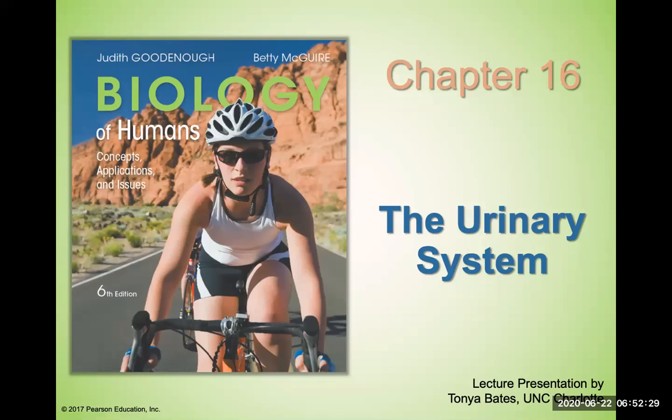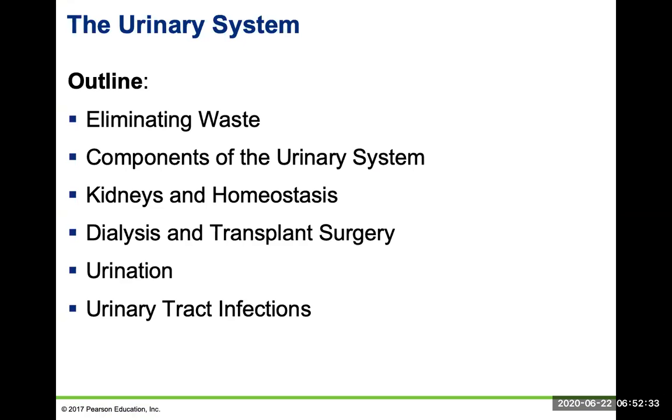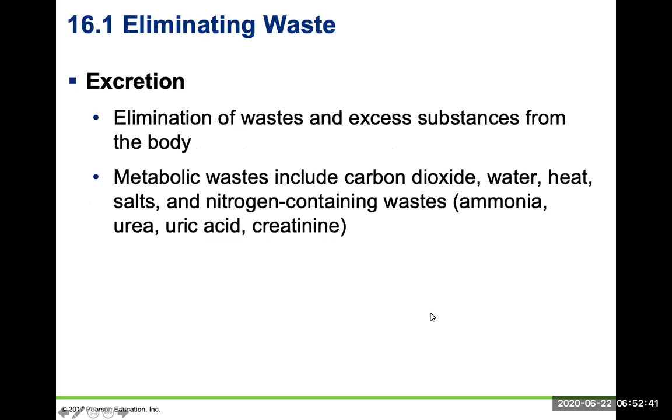All right, so here we have chapter 16, the urinary system. It's a simple chapter, but it's a little complex with how it functions, but we're going to keep it pretty simple. Here is the outline that will follow. The main function of your urinary system is to eliminate waste through excretion, and that's through urinating.